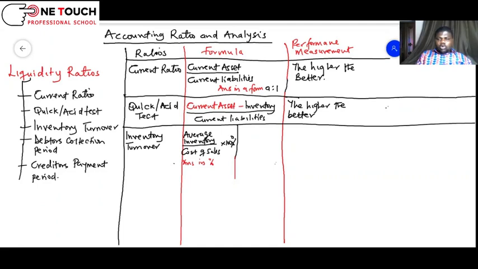We can also compute it as the average inventory. Sorry, let me turn it the other way around. You can compute it as cost of sales all over average inventory.